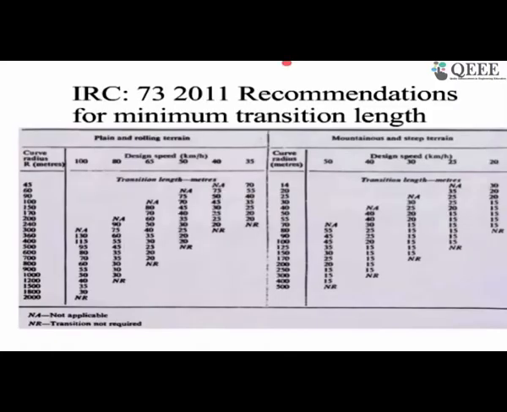So we know how to estimate the transition length. Now there is an IRC specification which says what the minimum transition length should be based on the design speed and the curve radius, for plain and mountainous terrain. All of this is based on those 3 equations which we mentioned, taking the maximum value from them. So if you use this table, you can get the transition length in one shot, and you can look into the design to see whether this has been provided or not.